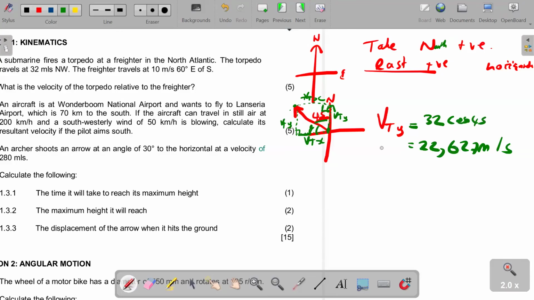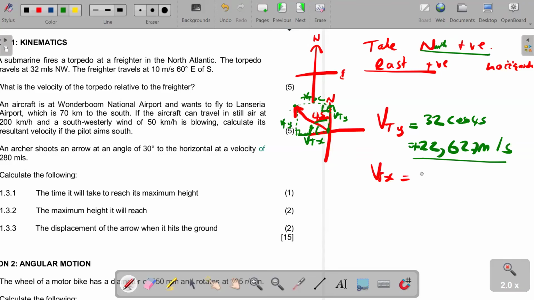So I will just label it as positive here so that you can see why, because I chose north as positive and it's also going to the north, therefore it's positive for that reason. In the same token, I'm going to calculate VTX as well. So for VTX, what am I going to do? Assuming I'm using this diagram that is above, that's my 45-degree angle there.